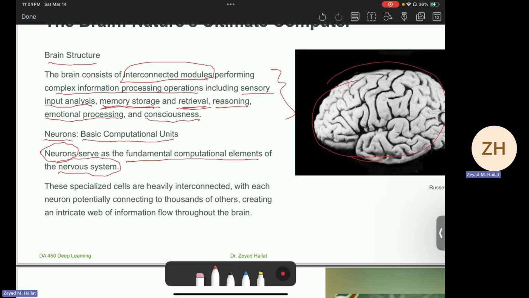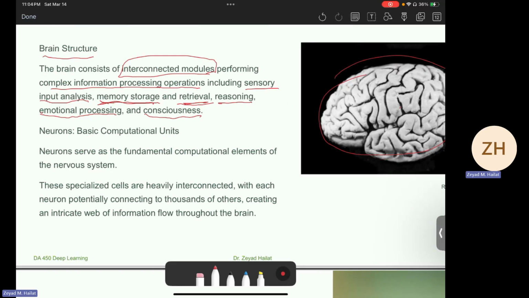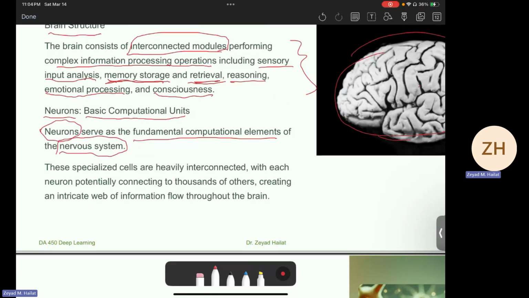The nervous system is the system that will interact with the surrounding environment and react upon that. It does the thinking, recognizing things, retrieving information from memory, reasoning, and it does have emotional processing. Now we are talking about these specialized cells, the neurons. The neurons are cells, among the largest cells in the human body, and are heavily interconnected.